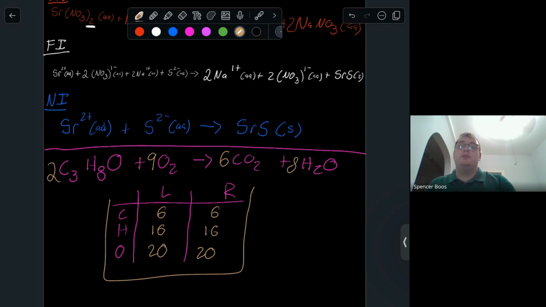You will not have to create an equation of synthesis, decomposition, single replacement, or combustion. You will just have to create ones of double replacement. The question here is, why is it 9 and not 5? Great question. If we put a 5 here, we're going to be stuck with 12 oxygens on this side because 5 times 2 is 10 plus 2 is 12. And I've got 20 over on this side. So that wouldn't work, is really the biggest reason why.